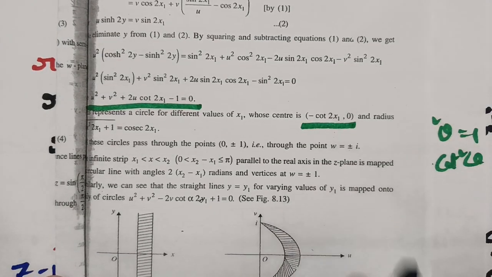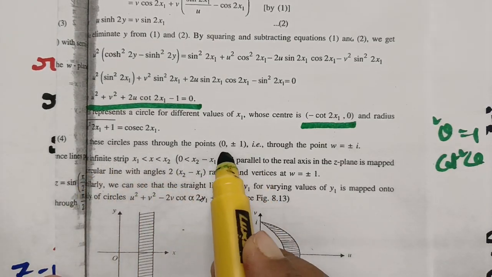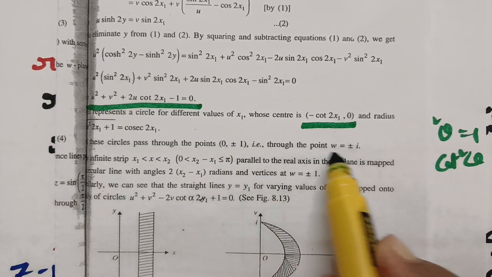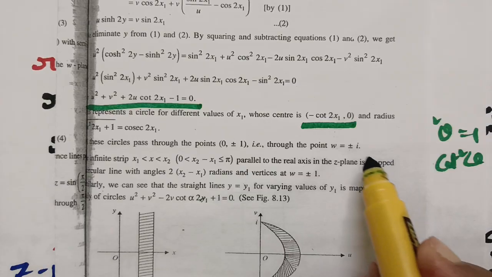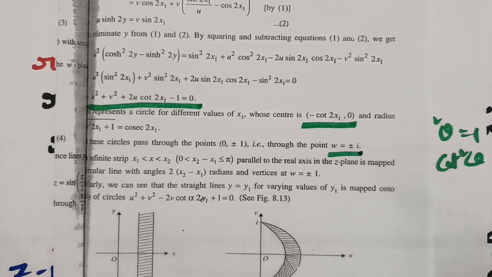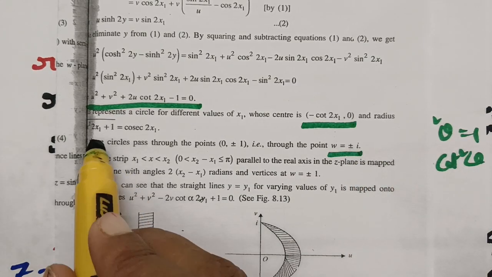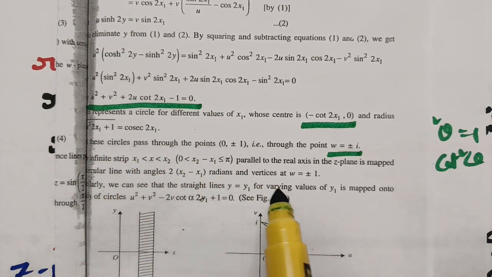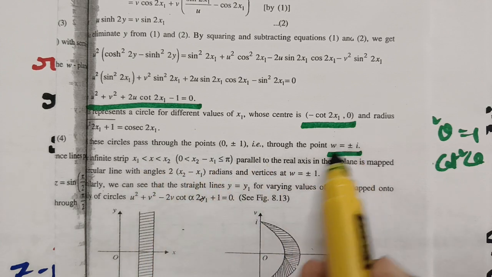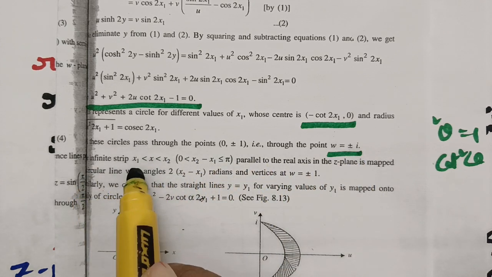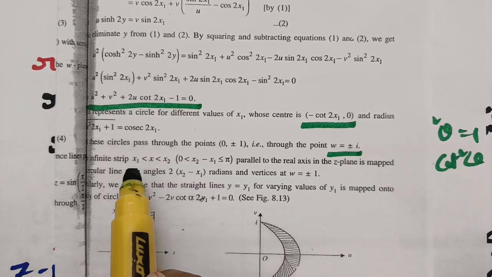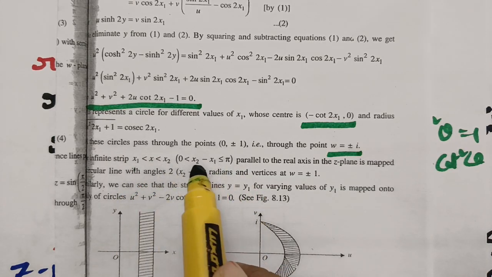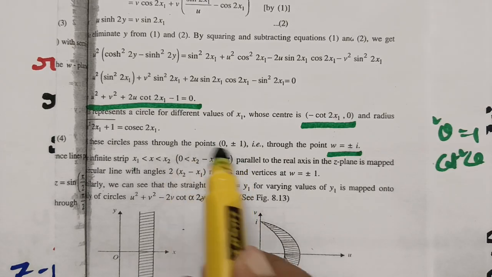And here is the clarity that these circles pass through the points 0, plus or minus 1. So plus or minus 1 on the y-axis, we are going to represent with imaginary values, that is plus or minus i. And therefore 2c plus 1 is equal to cosecant 2c, and therefore these circles are passing through this one. So for the infinite strip, we have taken c1 less than c less than c2, and if I subtract, this value ranges from 0 to pi.